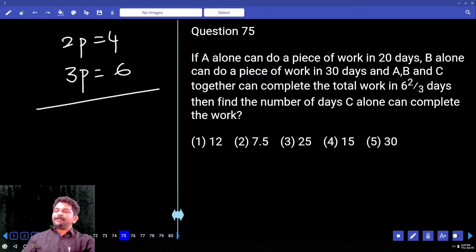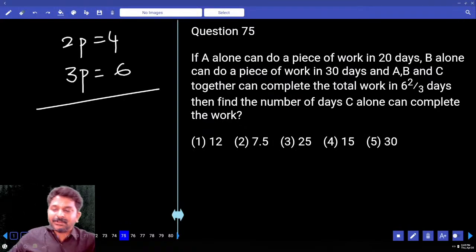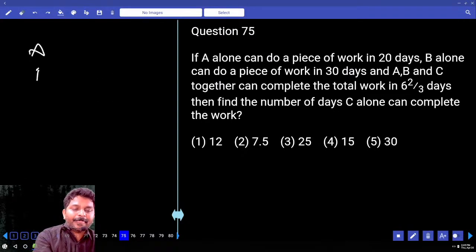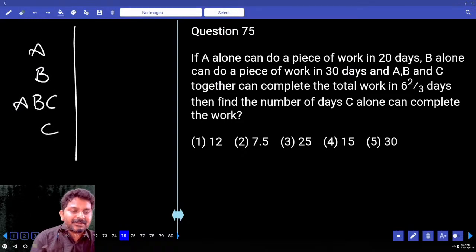If A alone can do a piece of work in 20 days, B alone can do the work in 30 days, and A, B, C together can complete the total work in 6 2/3 days, then find the number of days taken by C alone to complete the work. Right. So A, B, C, and the question is about C.